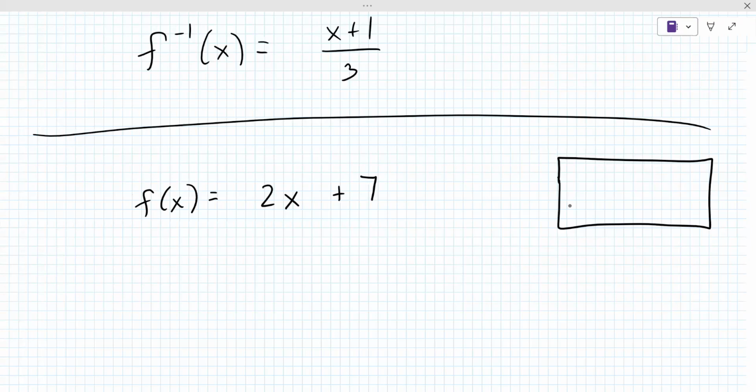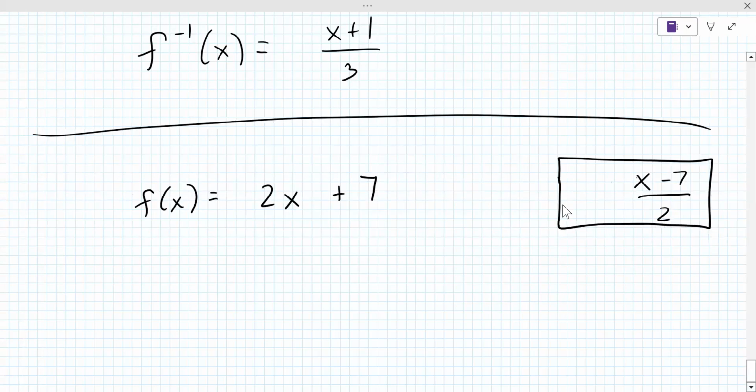So x equals 2y plus 1. x minus 7 divided by 2 equals f inverse of x, or whatever. Yeah, x minus 7 divided by 2. Good.